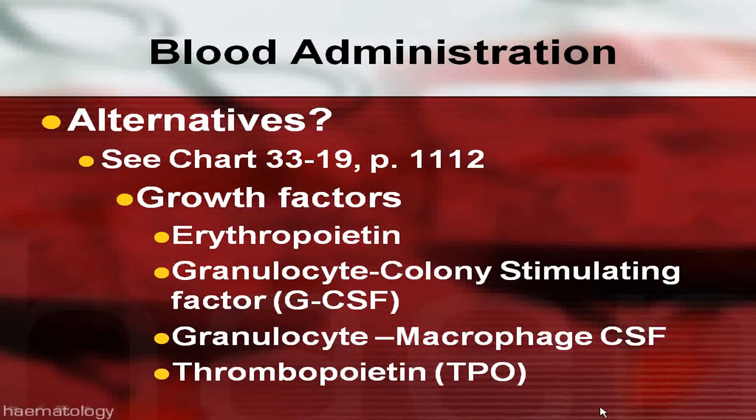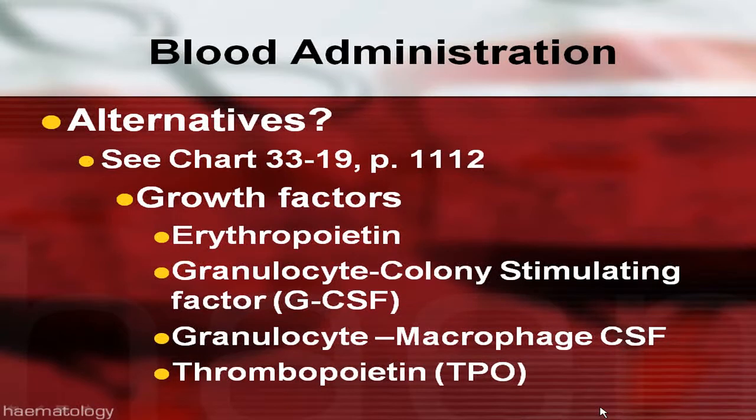In the kidneys. Okay, it's a hormone produced by the kidneys that is going to stimulate erythropoiesis. And what is erythropoiesis? Production of red blood cells. Okay, so that's erythropoietin. There's also granulocyte colony stimulating factor, which, just as it says, stimulates the production of granulocytes. There's granulocyte macrophage colony stimulating factor, which is getting more specific. And there's thrombopoietin, which would be specific for the production of platelets.